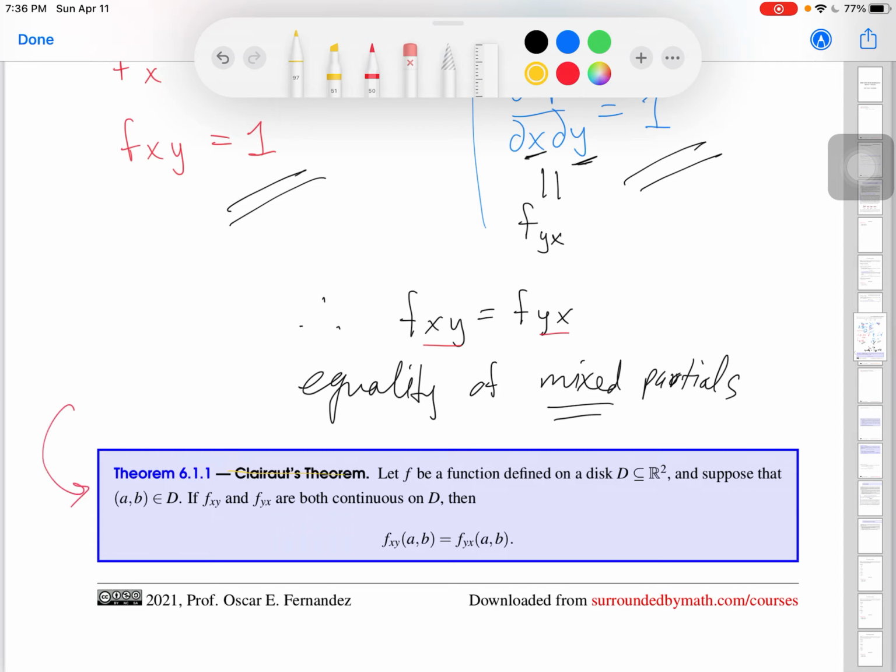This is Clairaut's theorem, and it tells us: suppose that f is a function defined on some disk in R², and (a, b) is a point in this disk. If the mixed partials are both continuous, then the mixed partials are equal at that point.